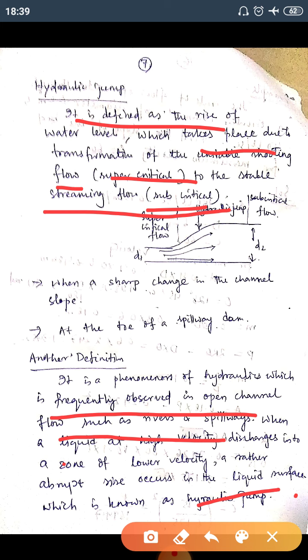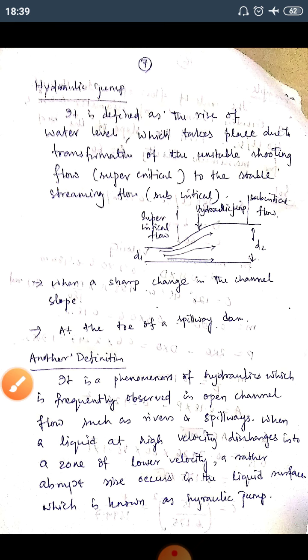When a sharp change in the channel slope is there, a hydraulic jump will occur. At the toe of the spillway or dam, a hydraulic jump is there. This completes your open channel flow.